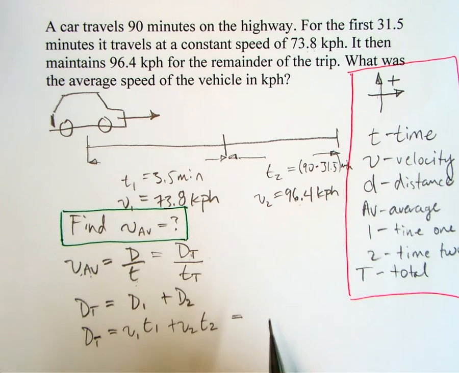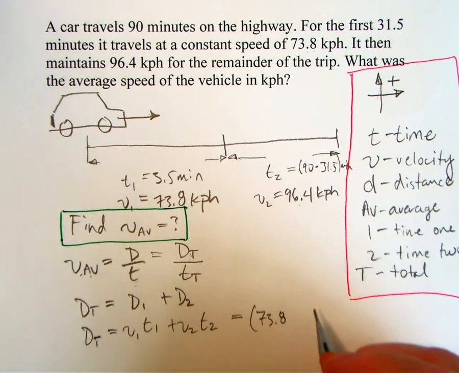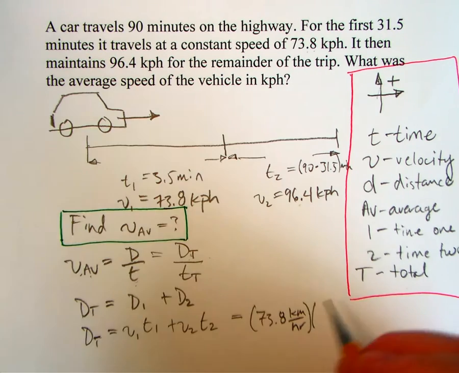And I'm going to continue writing across the page here. So that's 73.8 kilometers per hour. I'm just writing it like that instead of kph, so I can start working on my units. The first one's 31.5 minutes.